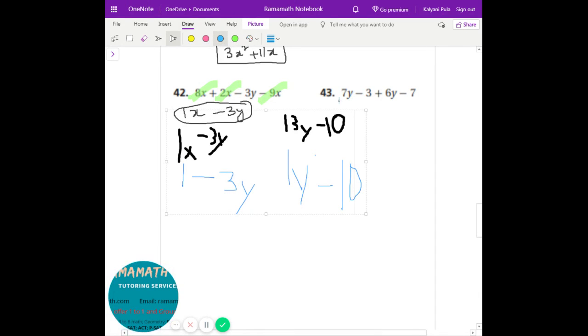And with the next one here, 7y, 6y, they're like terms. They're positive, so put them together. So that gives you 13y. And then the numbers, minus 3 and minus 7. Both of them are negative. Just like we learned in the integers, when both of them are negative, you add them and put a negative. So that's what it is. Okay.